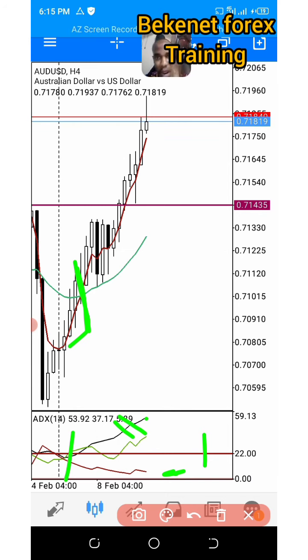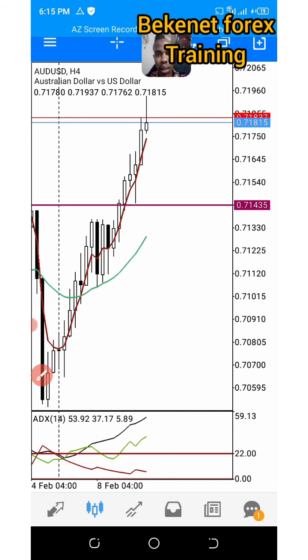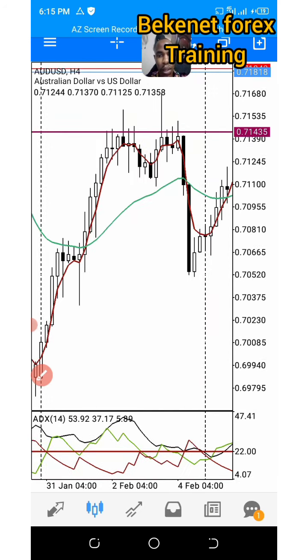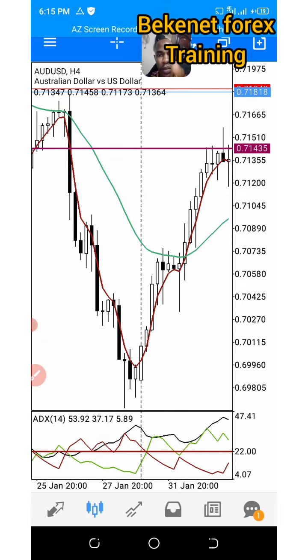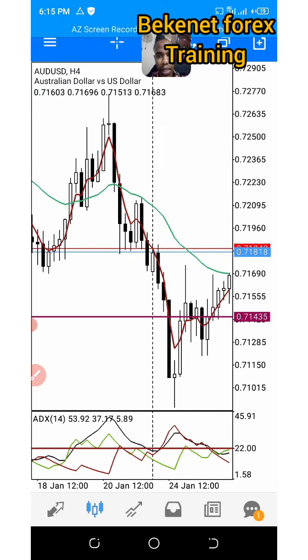Now this is buy. Now let's look for another signal for sell. We'll do that on this USD pair. Now let's look for a buy signal first. As you can see, this is a good one. This is a buy signal.